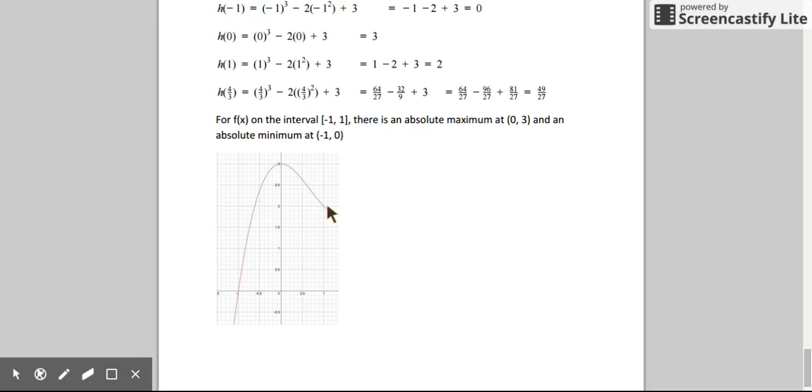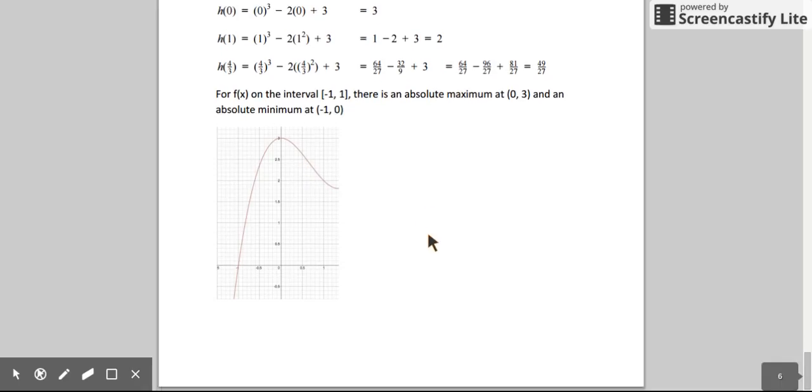So when x equals 0, I do have a relative maximum. And when x equals negative 1, that's the end point of my interval. And that's actually the lowest point on my function in this interval between negative 1 and 1. So the end point ended up being where my absolute minimum happened. So I got an absolute minimum, a relative maximum, and there are the extrema for that graph.